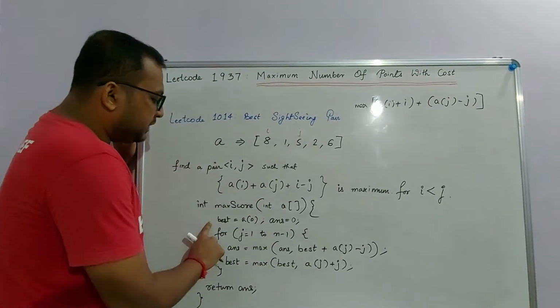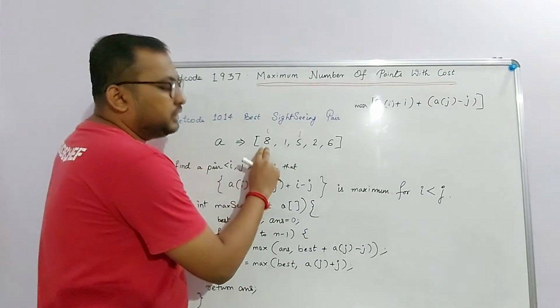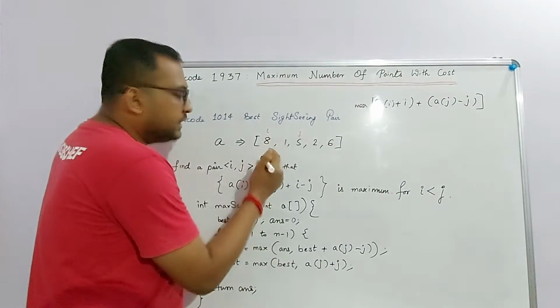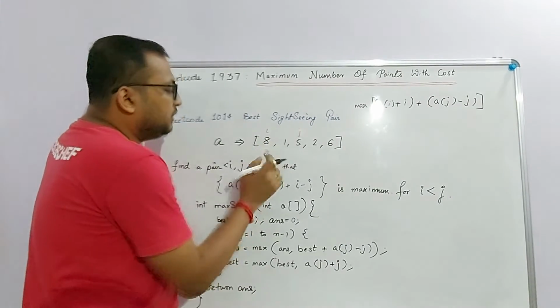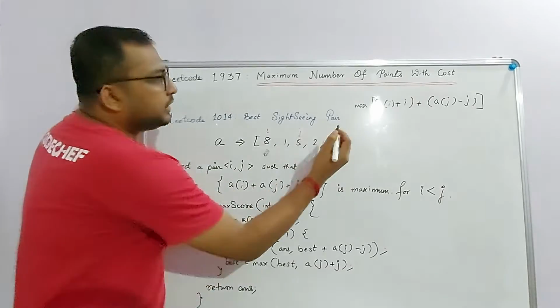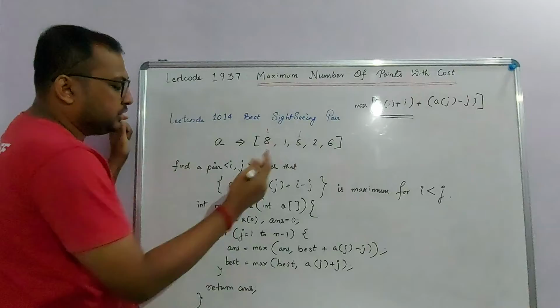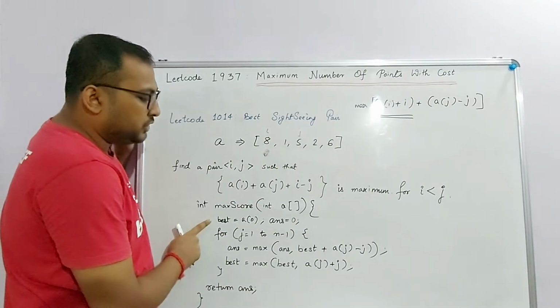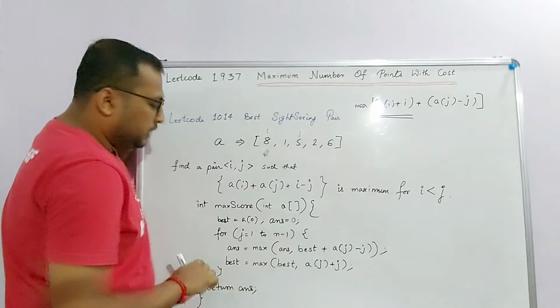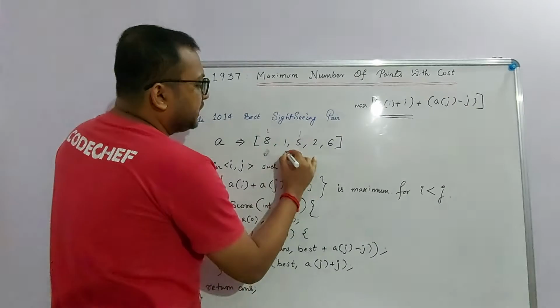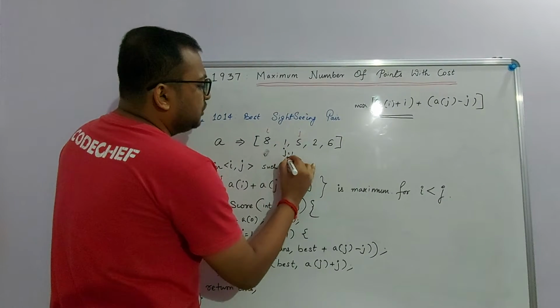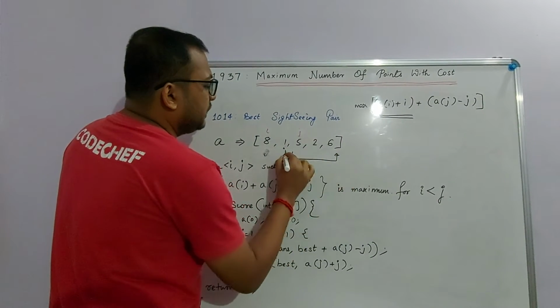Initially, what is the best that I can achieve? Initially, since I have only this index, this is a of 0 plus the index 0 itself. This is nothing but the value at a of i. So the best value possible initially is a of i plus i, which is simply a of i, because i is 0. So best is a of 0, and initially my answer is 0. Next, I iterate from this particular index, so j is equal to 1 till the last.